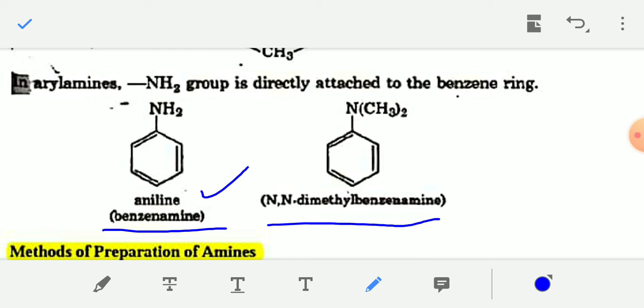In this example, the nitrogen atom is directly attached with one benzene ring and two methyl groups. So the name of this compound will be N,N-dimethyl. Two methyl groups are directly attached with nitrogen, so N,N-dimethyl, and you have to write the name of this amine according to the benzene ring. Like this, N,N-dimethyl benzene amine.